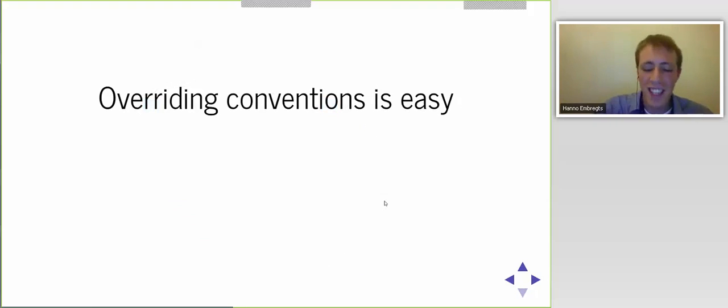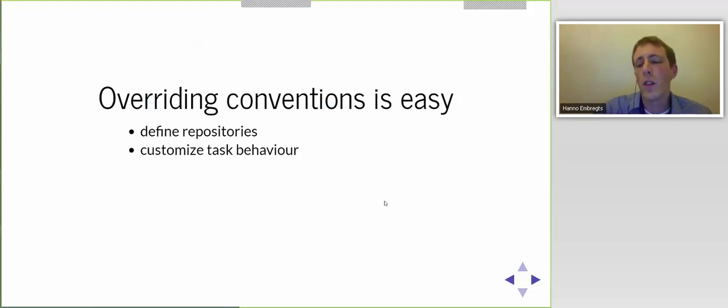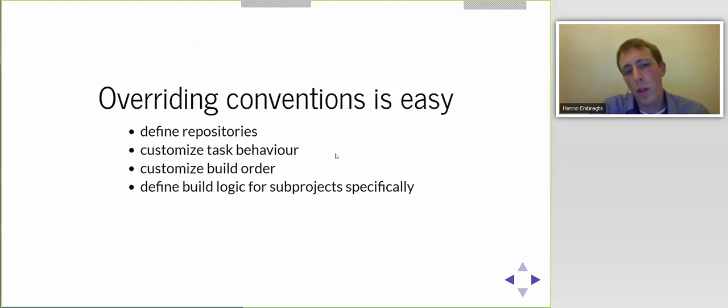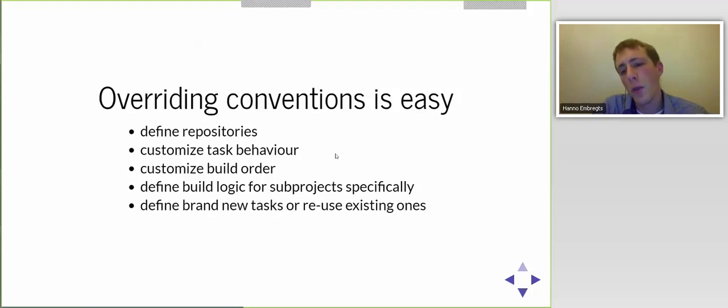Of course, this is what I said. It's very easy to override them. You can just define repositories. So you can tell Gradle that, well, I don't want to get it from Maven Central anymore. I want to define my own Artifactory or my Nexus, so fetch the dependencies from there. And you can also customize your task behavior if you want. Also the build order. You can also say this is build logic that specifically runs just for sub-projects and not for the parent project. You can reuse existing tasks and you can define brand new ones.